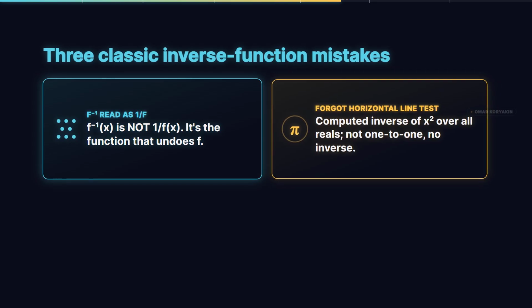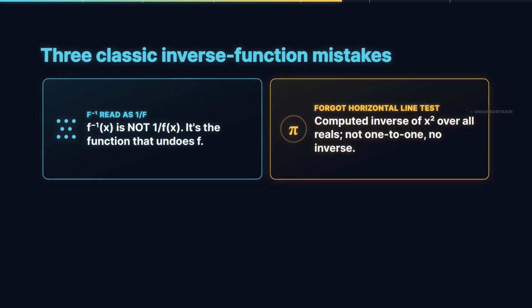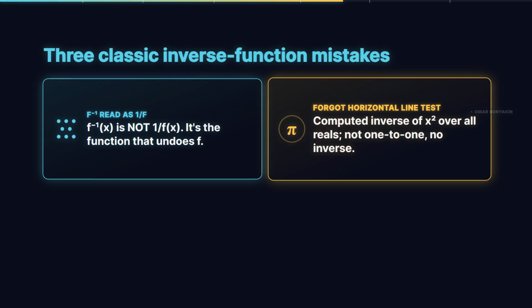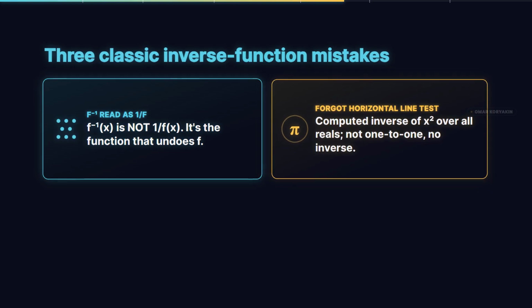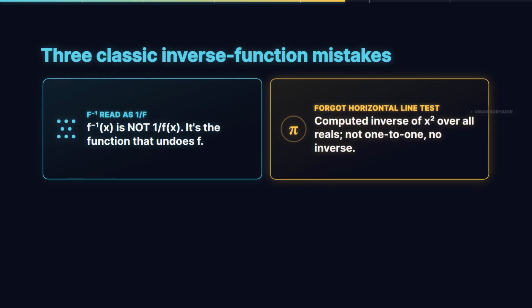The fix is to apply the horizontal line test before any inverse computation and to restrict the domain of f if necessary to make it 1 to 1. The restricted domain trick is standard for squared, absolute value, and trigonometric functions.